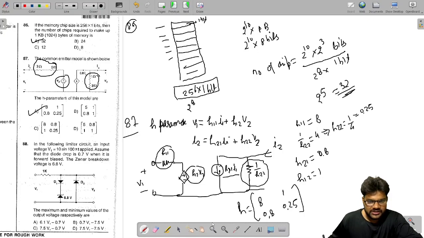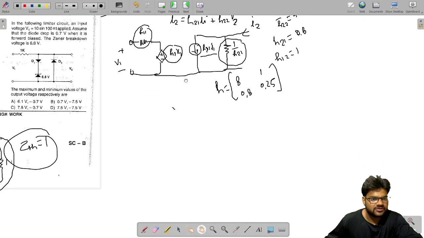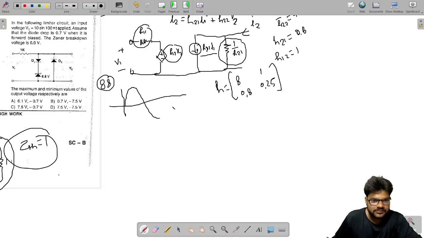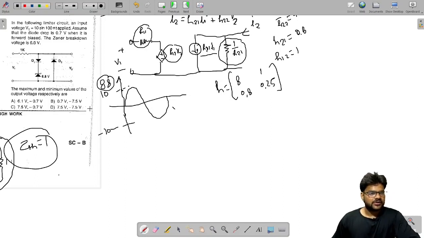Let's go to our next question, question number 88, and this question is from analog circuit. In the following limiter circuit, the input voltage V1 equals 10 sin 100 pi t. So the input is sinusoidal of this kind, where the peak is 10, this is 10, this is minus 10. So assume that the diode drop is 0.7.